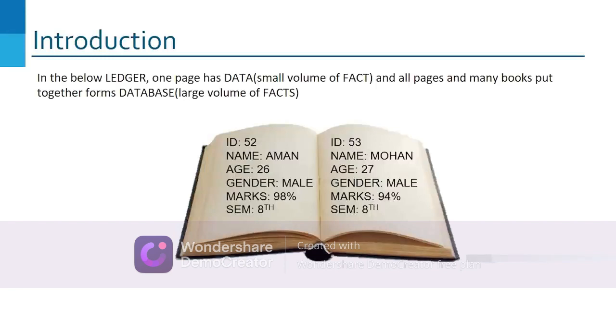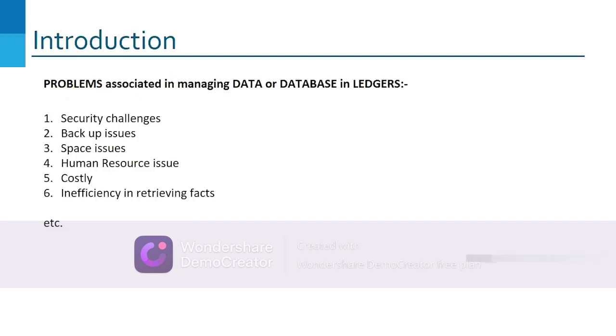But if you talk about the book, the whole book is nothing but the database, right? If you can see, all pages and many books put together forms database, which is a large volume of facts and figures. Now, is this a correct idea, or is this a great idea to save our data or to save the database? Let's see. Problems associated in managing data or database are as following.